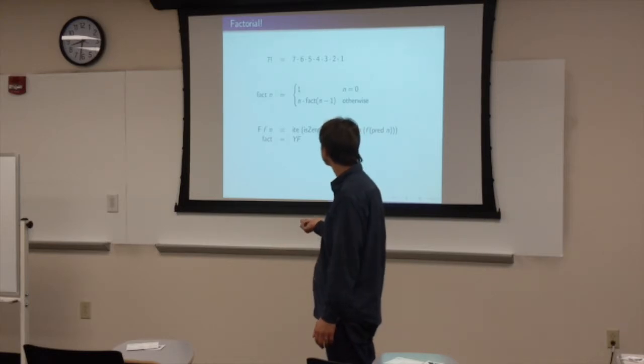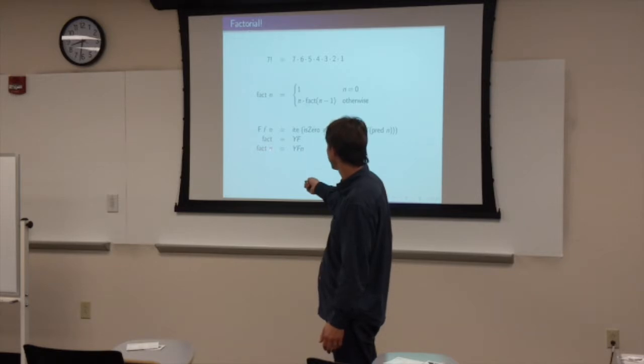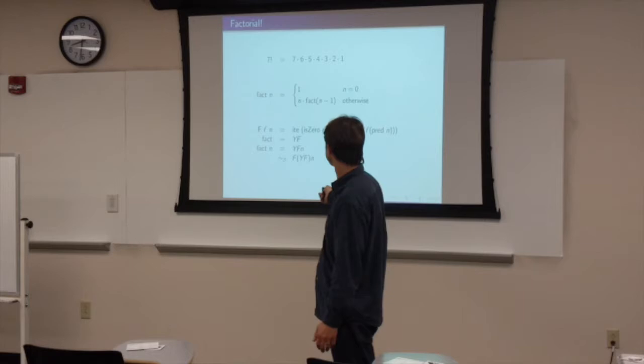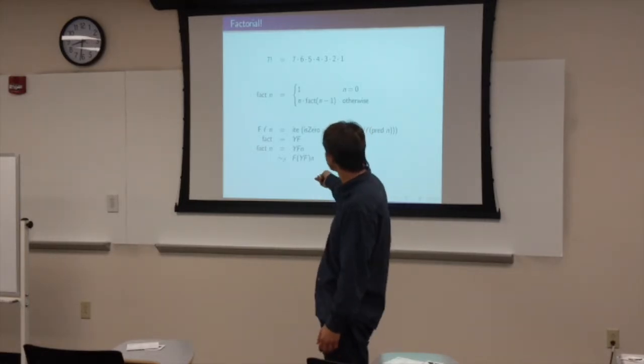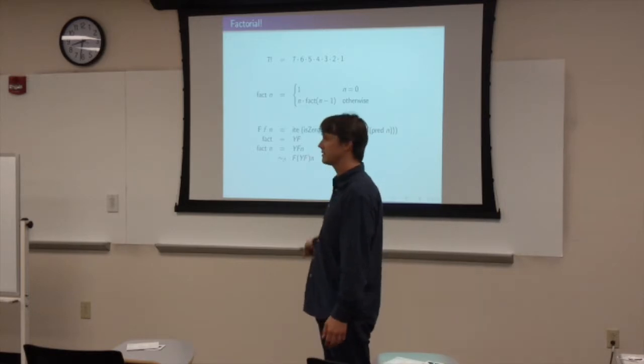Why does that work? Well, let's do it. So let's look at factorial of n. By definition, it's just y of f of n. Before, hopefully I somewhat convinced you that it's beta equivalent to f of y of f of n.